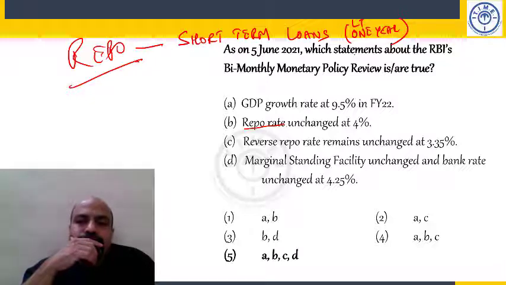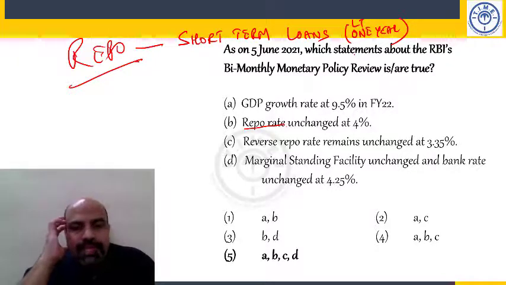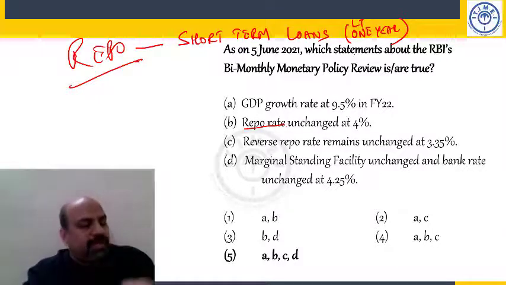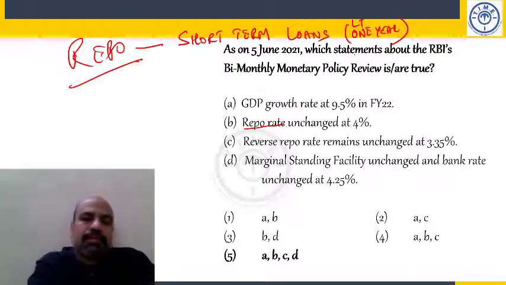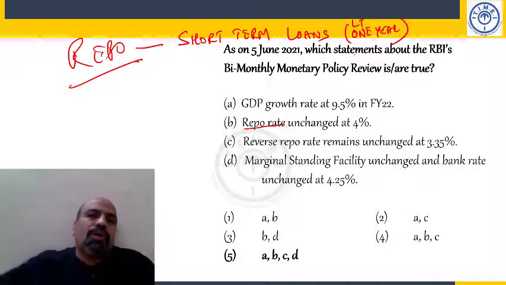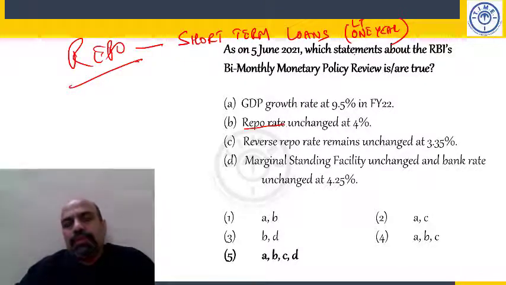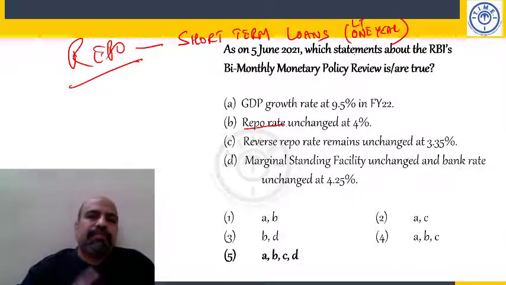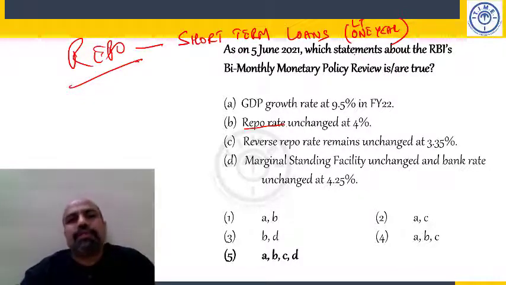Next, bank rate. Leave one line space. Bank rate: the rate of interest charged by the RBI on long term loans to commercial banks. When we say long term, it is usually more than a year.